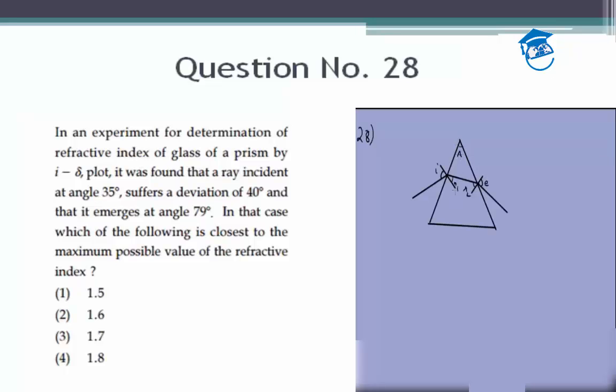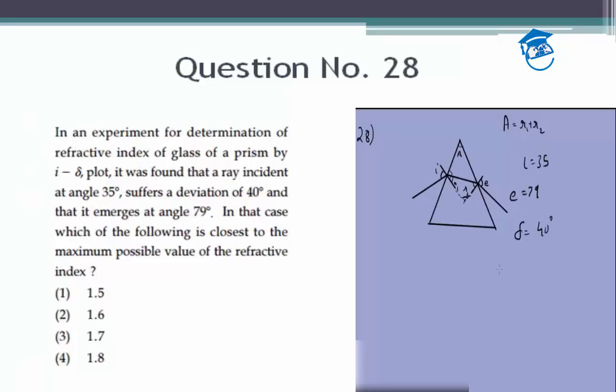If we extend these two, R1 plus R2 plus this angle is 180, and since these two are 90, this plus A is 180, so we get A is equal to R1 plus R2. This is all quite general for any prism. We are given that I is equal to 35 degrees and E is equal to 79, and delta, which is the deviation, is equal to 40 degrees.